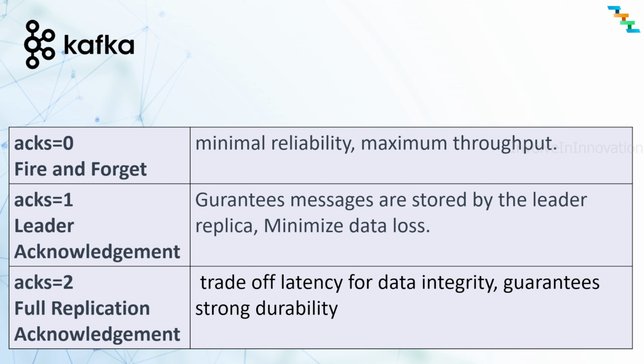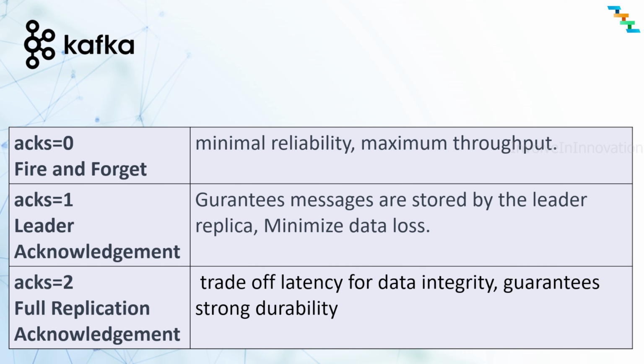Producer acknowledgement refers to the confirmation that the Kafka broker provides to the producer after it successfully receives and stores a message that the producer sent. The acknowledgement mechanism ensures data reliability and helps the producer know whether the message has been successfully persisted in the Kafka cluster. Kafka offers different levels of acknowledgement to cater to various reliability requirements. There are three main levels of producer acknowledgement in Kafka. Acknowledgement acks equal to 0, fire and forget.